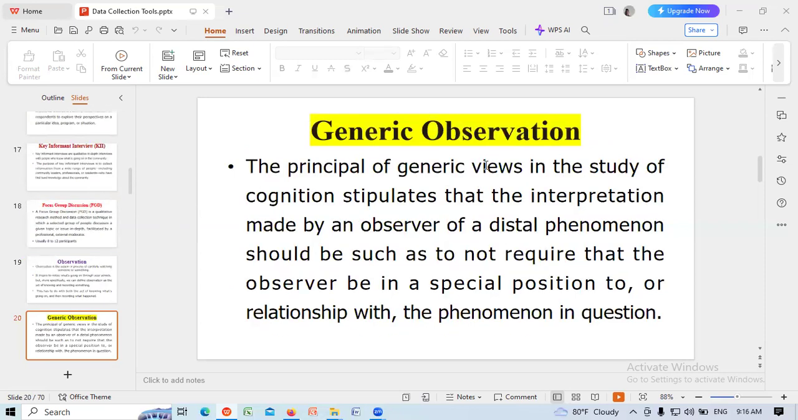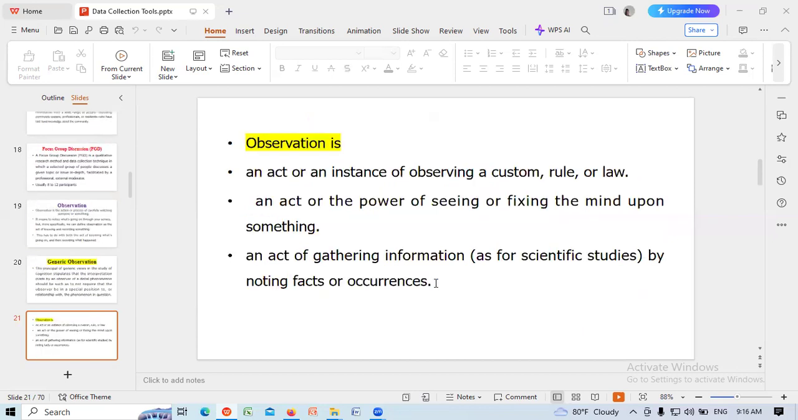Generic observation: the principle of generic views in the study of cognition stipulates that the interpretation made by an observer of a phenomenon should be such as to not require that the observer be in a special spatial position in relationship with the phenomenon in question. Observation is an act of observing a custom, rule, or law; an act or the power of seeing or fixing the mind upon something; an act of gathering information in scientific studies by noting facts and occurrences.